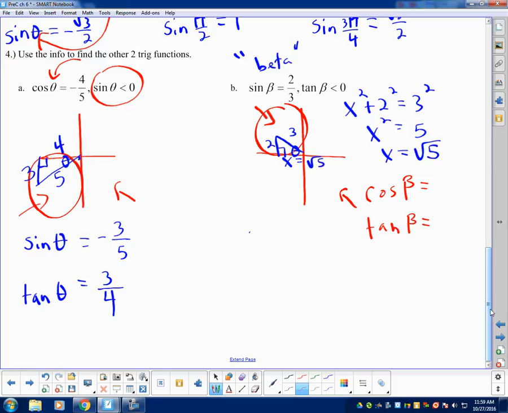So cosine of beta is going to be adjacent, which is root 5, over hypotenuse, which is 3. And then the cosine is negative because we're in the second quadrant, to the left of the y-axis. And then tangent of beta is also negative. We're told that up here. So it's negative, and it's opposite 2 over adjacent root 5. We need to rationalize that denominator. Multiply by root 5 over root 5. So I have negative 2 root 5 over 5.